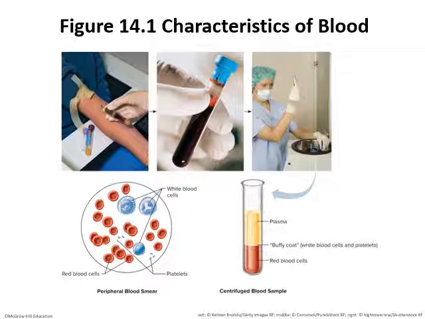So we can see the bottom of the centrifuged blood sample is going to be red blood cells. Above that is the buffy coat, which is white blood cells and platelets. And then at the very top is going to be the plasma. And then on the bottom left, we can see a blood smear. So you can see the red blood cells, the white blood cells, and the platelets.